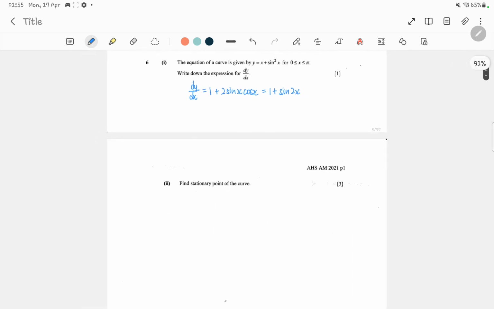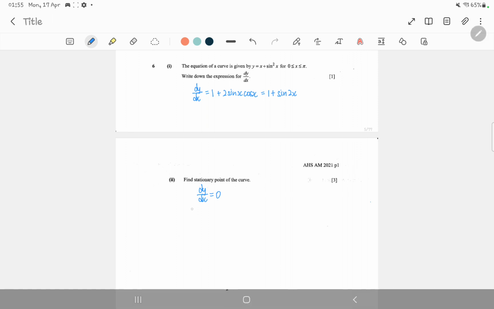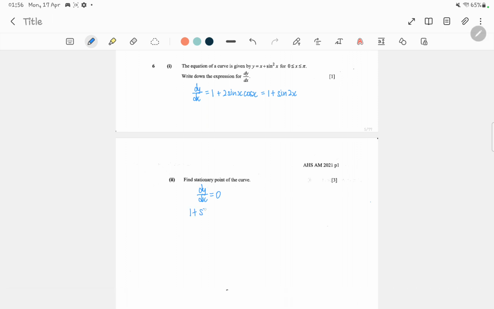Now, let's move on to part II. The question asks us to find the stationary point of the curve. Now, as you all have learned, in order to find the stationary point, we have to equate dy/dx to 0 so that we can solve for the x coordinate of the stationary point, because at the stationary point, the gradient is 0. That's why if we equate dy/dx equals to 0, solving it will give us the x coordinate of the stationary point. So here dy/dx is actually 1 plus sine 2x.